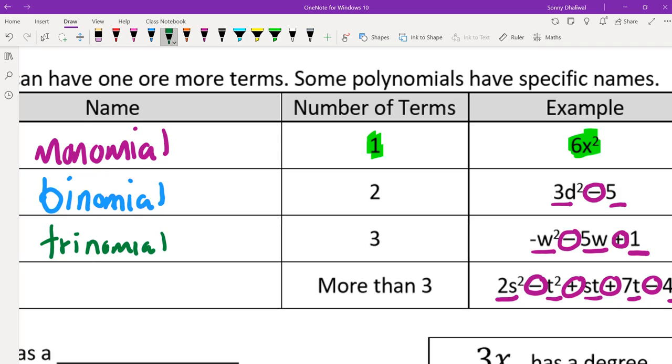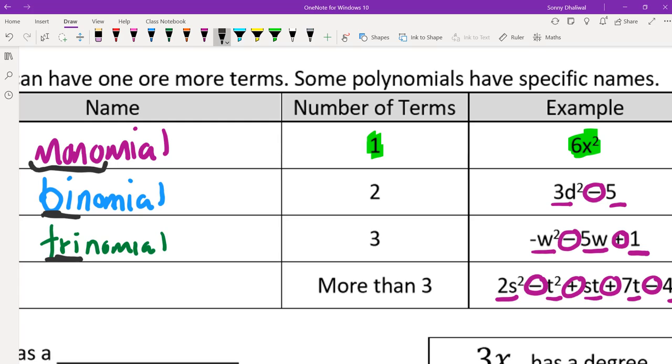Trinomial, right? So you will have to memorize these names. I like to think of it as a bike. Two wheels is a bicycle. Three wheels is a tricycle. The only thing that doesn't work for is a one-wheel one. We call those unicycles, but monomial, all right?